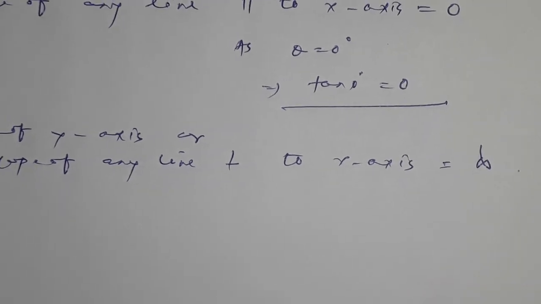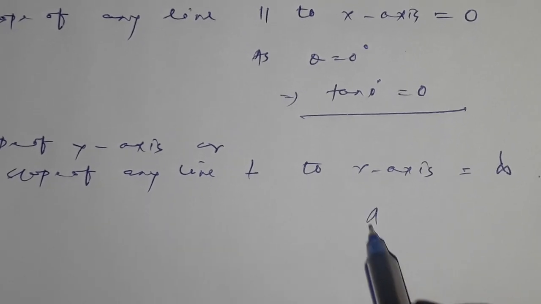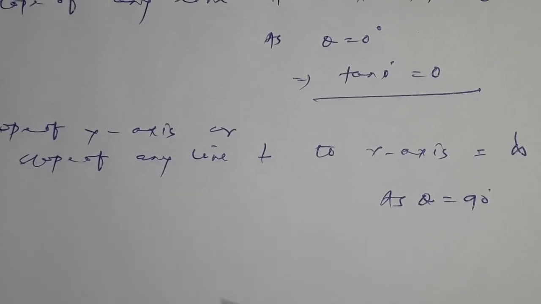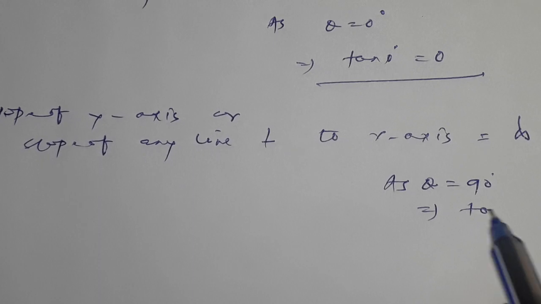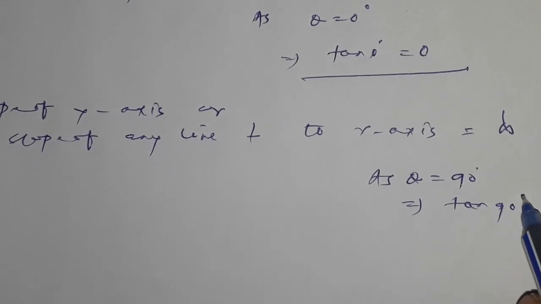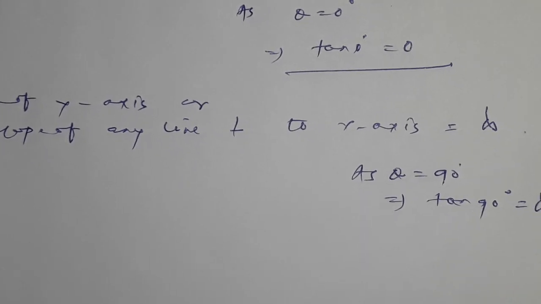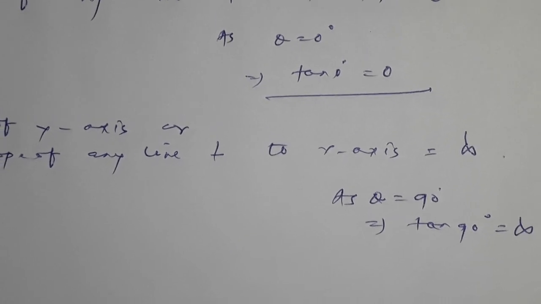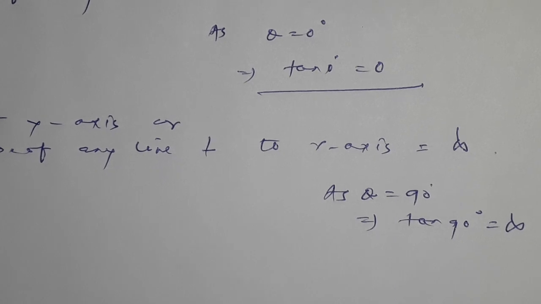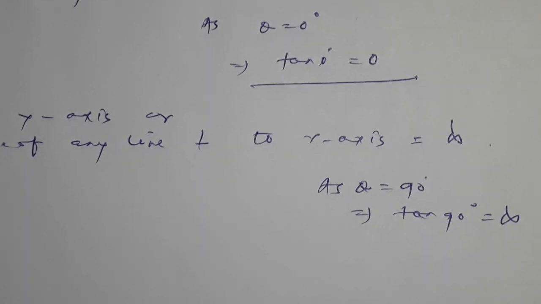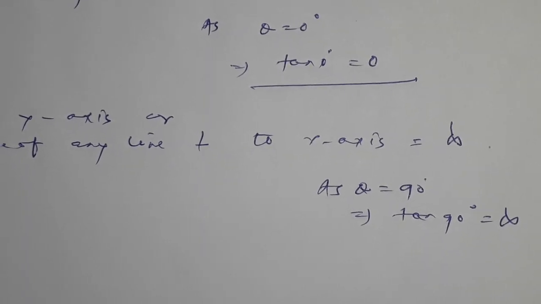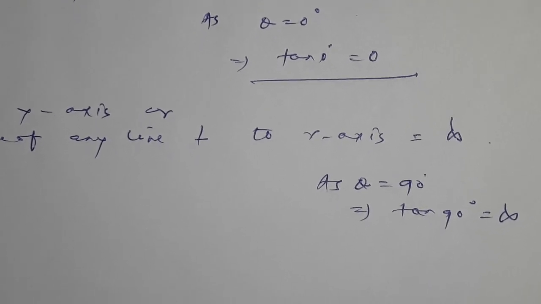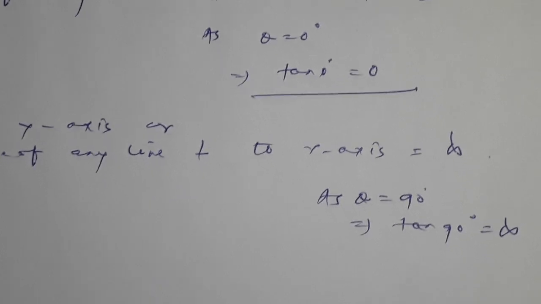infinite, as theta equals 90 degree implies tan 90 degree equals infinite. So, slope of y-axis or slope of any line perpendicular to x-axis, that is, slope of any line parallel to y-axis equals infinity.